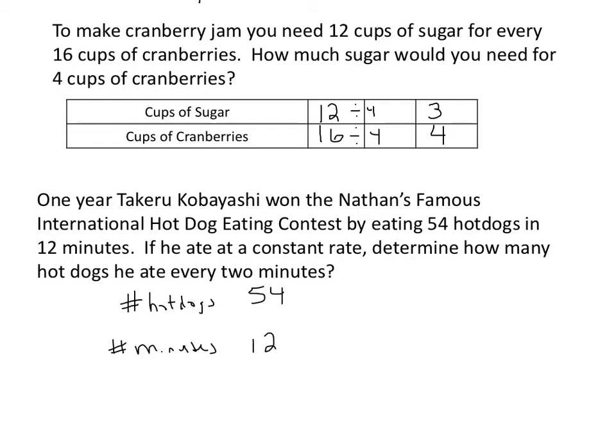In this case, we want to get down to 2 minutes, so I'm going to divide this one by 6, and I'm going to get 2 minutes. And then I can take 54 divided by 6, and I get 9. So he ate 9 hot dogs every 2 minutes.